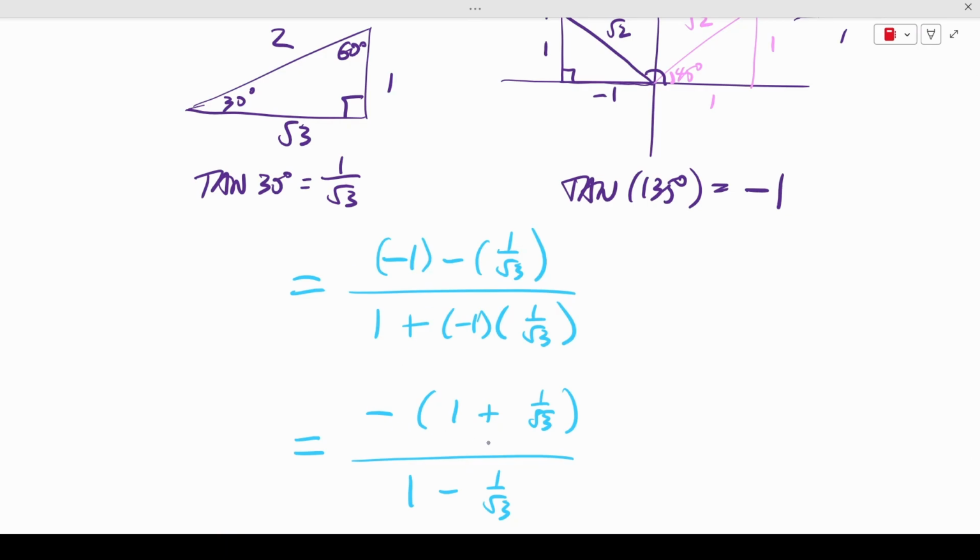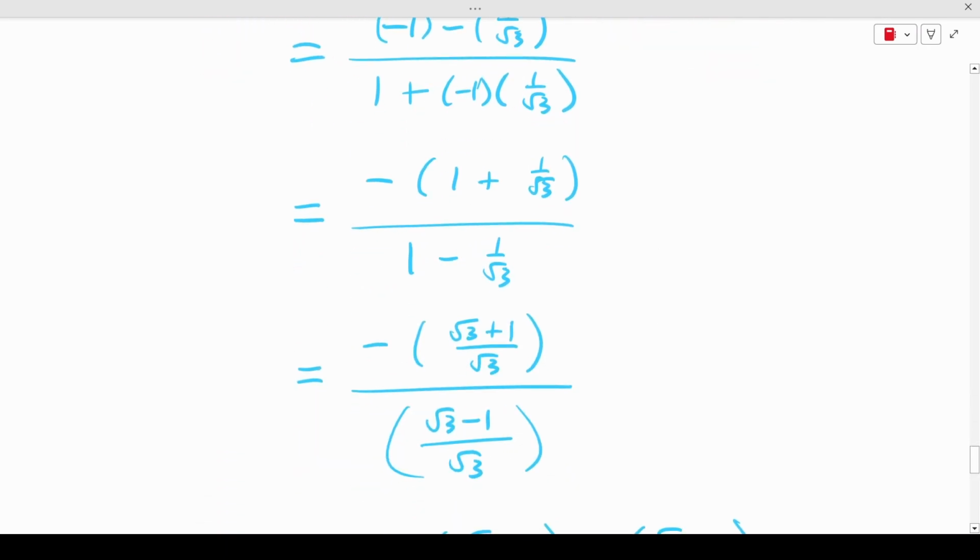So I factored out my negative 1. I got negative 1 onto 1 plus 1 over root 3 over 1 minus root 3, because this is just a negative. And then I went ahead and I simplified inside the brackets there. 1 is the same as root 3 over root 3. So I have root 3 over root 3 plus 1 over root 3, which is root 3 plus 1 over root 3. That's what this is. And the negative is still hanging out outside. The denominator, same thing, root 3 over root 3 minus 1 over root 3. This is root 3 minus 1 over root 3.